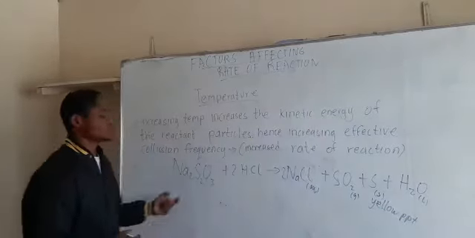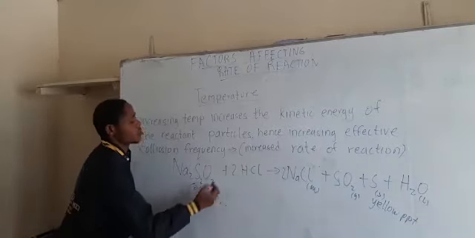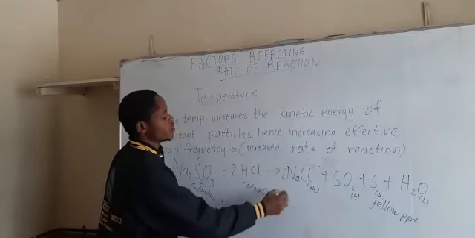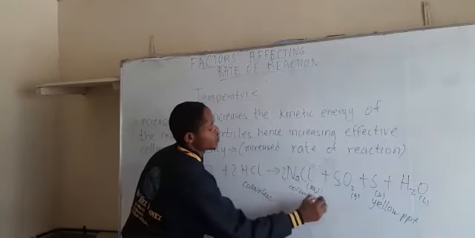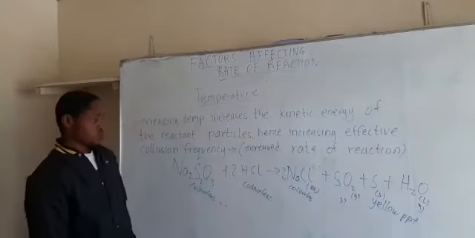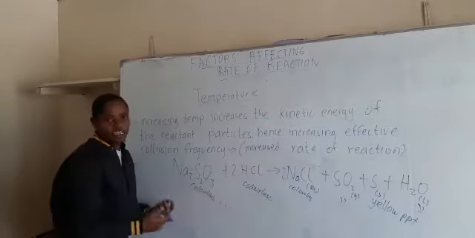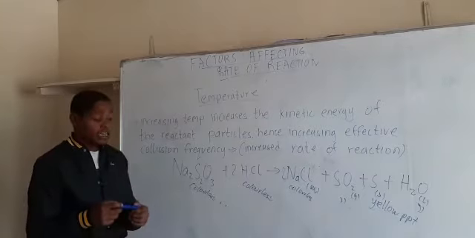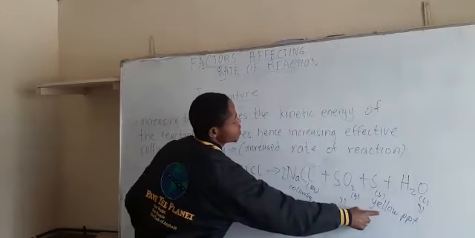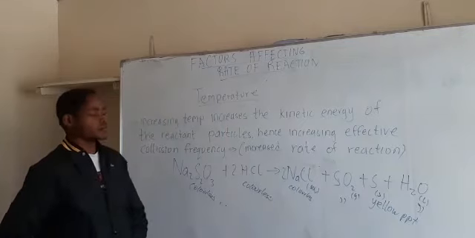So remember, sodium thiosulfate is a colorless solution. This one is colorless. Same case to our hydrochloric acid, it's colorless. This one is also colorless. Same to our gas here, and the same to our water. So we can react these two reactants varying the temperature and see how fast the reaction will take to form a completely yellow solution due to the formation of the yellow sulfur.